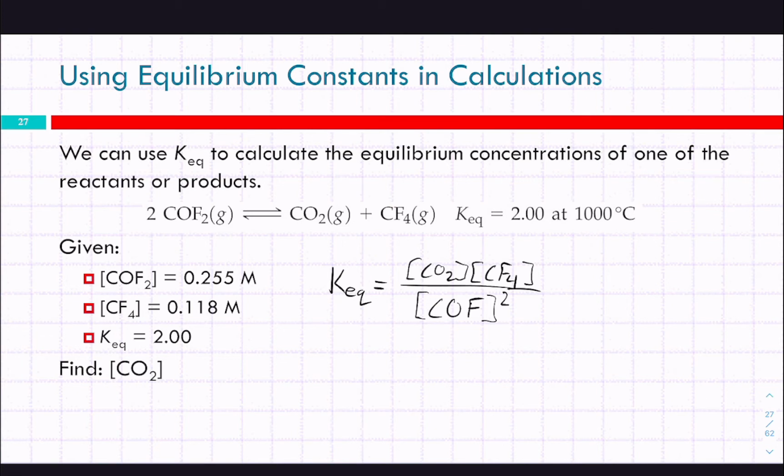Okay, so then we can plug in the numbers that we do have. So we have KEQ, which is 2.00. We don't have CO2 actually, so that's what we're going to be looking for. But we do have CF4, or carbon tetrafluoride. And we have COF2, 0.255 squared.